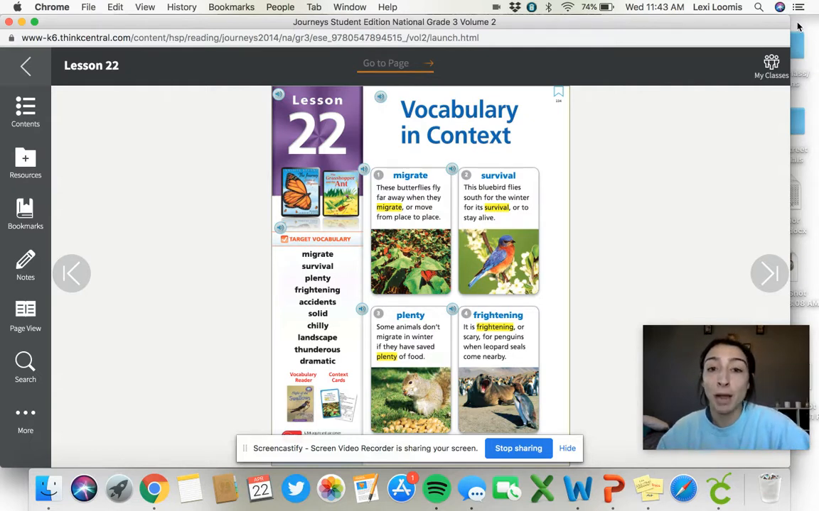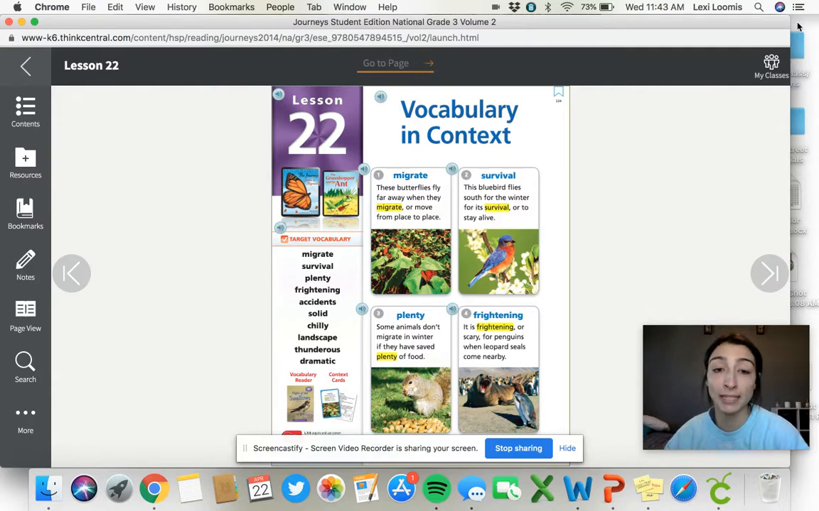So our first word is migrate. As we have learned in science, migrate means to move from one place to another, maybe because the temperature is changing. It says these butterflies fly far away when they migrate or move from place to place. Our next one is survival. The bluebird flies south for the winter for its survival, or to stay alive. So it kind of goes with our science lesson that we just ended, that there are certain things that animals do to survive or that keep them living.